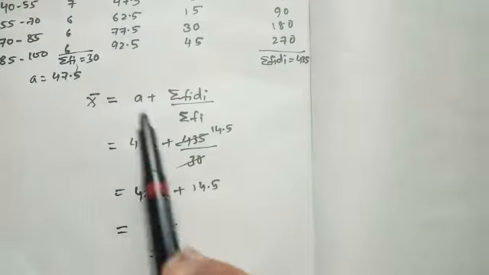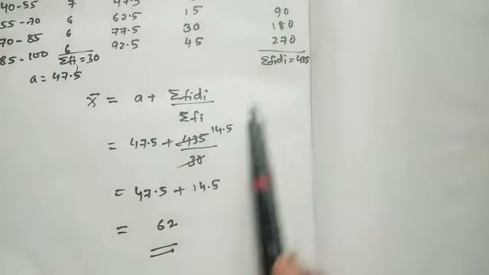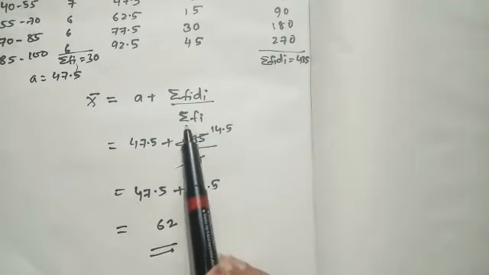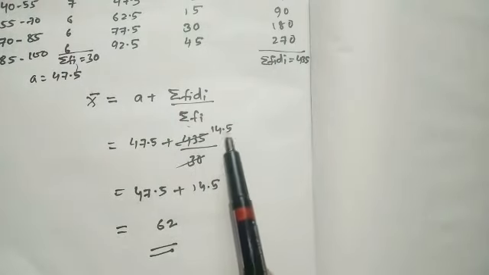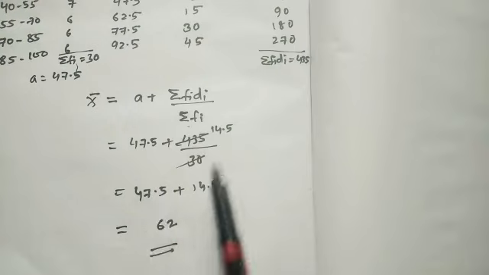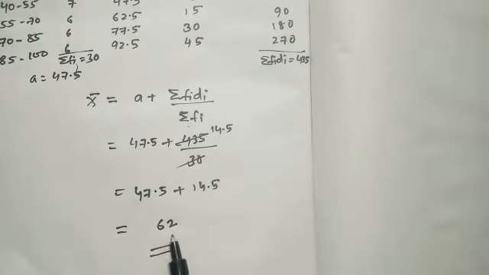A is 47.5, sum of fi into di is 435 divided by sum of fi is 30, and when you divide it will be 14.5. 47.5 plus 14.5 will give you 62. This is how we find mean by assume mean method.